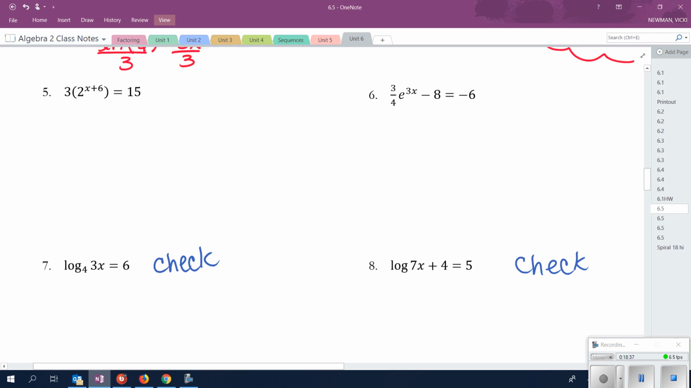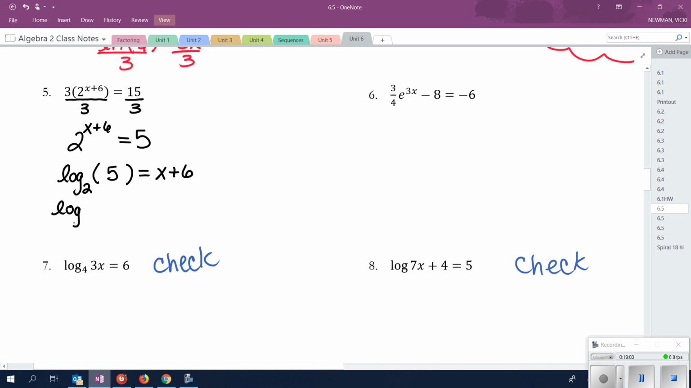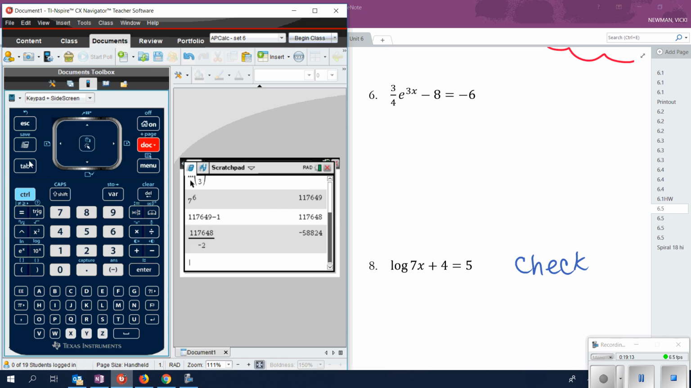So first thing I want to do is get the weird thing alone. So I'm going to divide by 3 to get the exponential alone. And then x is in the exponent, so I'm going to change the form to log base 2 of 5 equals x plus 6. And the last thing I'm going to do is subtract the 6. So log base 2 of 5 minus 6 is equal to x. So negative 3.68.